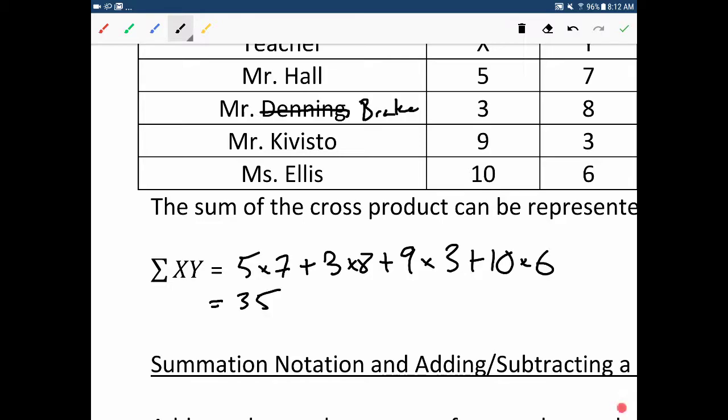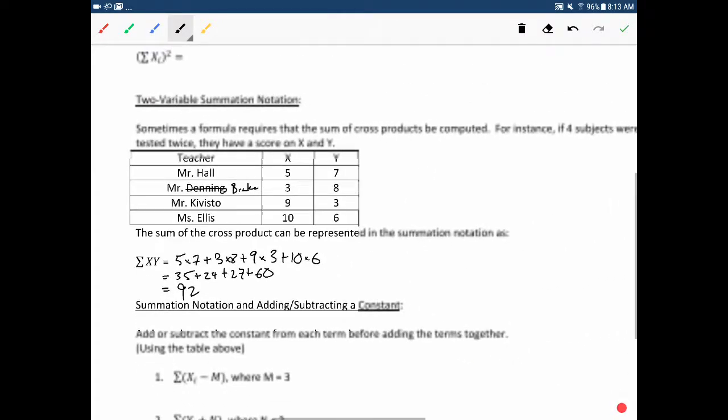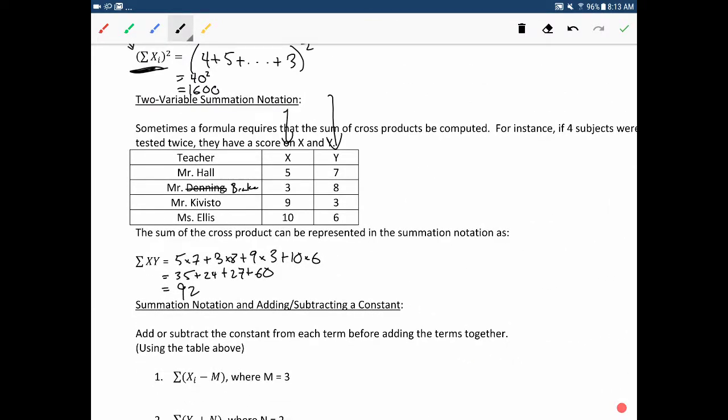We'd have 35 plus 24, plus, and we got 27 plus 60. All right, and then you just add those numbers up, and we will get 92. All right, that's it.